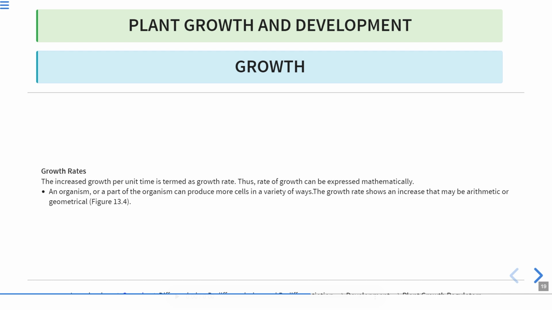An organism, or a part of the organism, can produce more cells in a variety of phases. The growth rate shows an increase that may be arithmetic or geometrical. So there are two different ways you can measure the growth rate: the increase is in the arithmetic or the geometrical form.